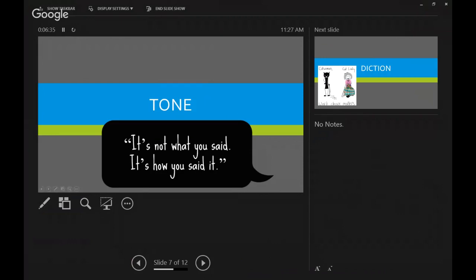We're going to do a lot more work with tone and mood and diction, especially when we get into poetry, which is a really good place to do that. But this is just the tip of the iceberg. A question to ask yourself for tone is, how does the author feel about what he or she is writing? And then how do I know that? What tells me that?